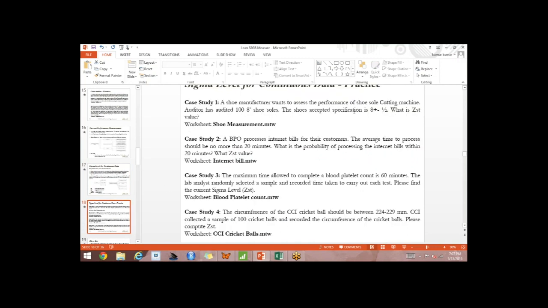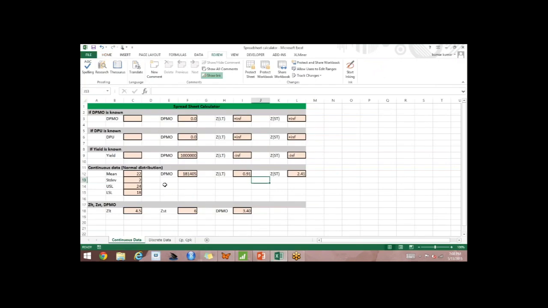Right? And we also know the specification limits from the case study. So now you have all the values. Key in your numbers in the spreadsheet calculator. Here's the spreadsheet calculator. What is the mean?